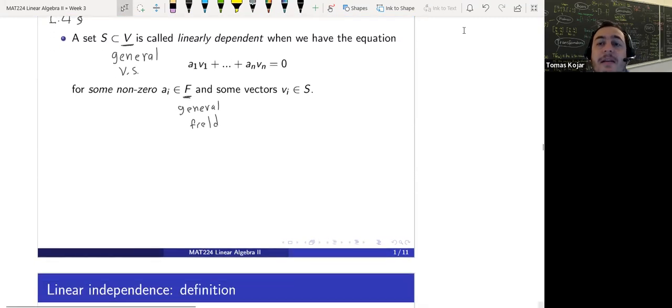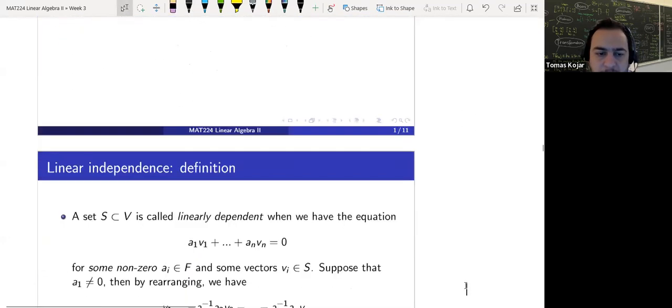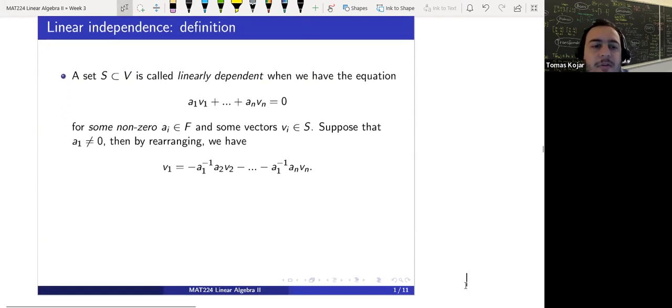All right, so linear dependence. All it says is that you give me some set S with elements v1 to vn, and you can find some non-zero coefficients so that when you add them together, you get 0. So I think I write it below. In other words, what can you do? Suppose that the first coefficient is not 0. It could be aj, but just for simplicity, suppose the first one is not 0. Then what can you do?